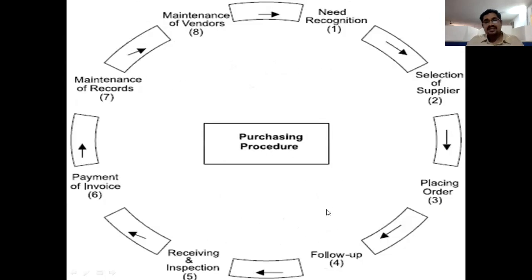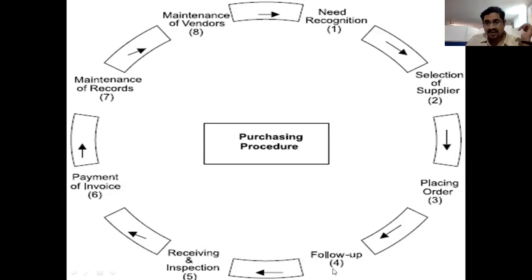Please consider this slide. Need recognition of materials: material requirement identification. Then select the suitable supplier based upon five factors: quality, quantity, price, time and delivery, and credit facility availability. After you select a suitable supplier, give the orders based upon EOQ, EPQ, ABC, HML, FSN. These are a few methods.